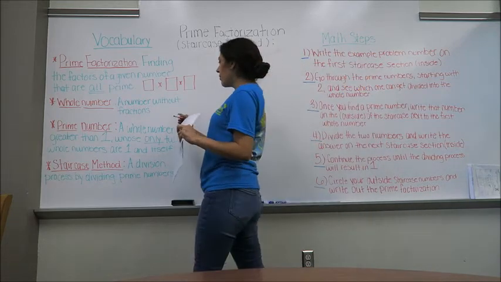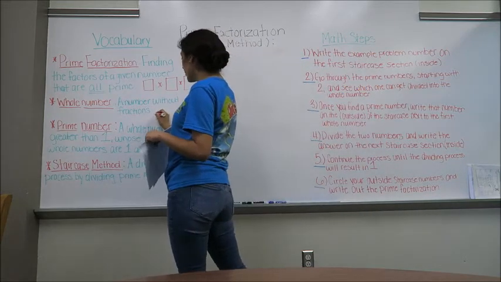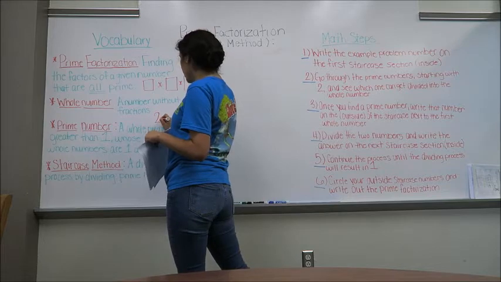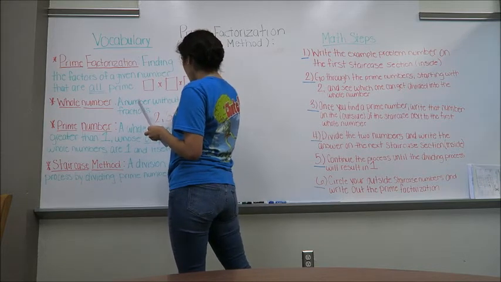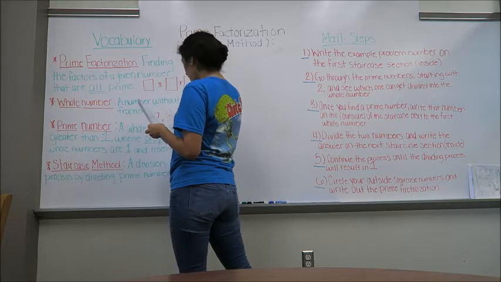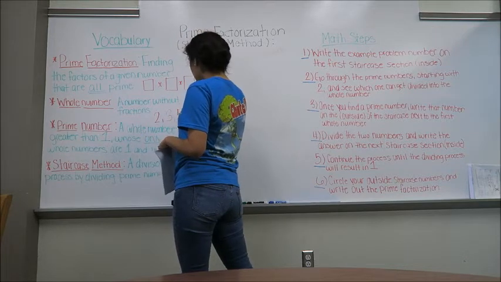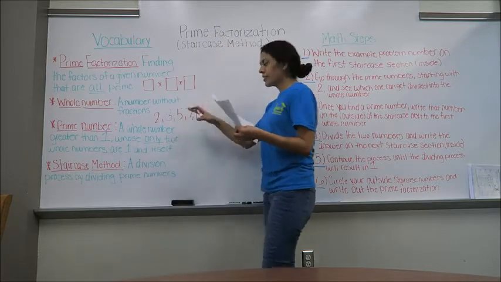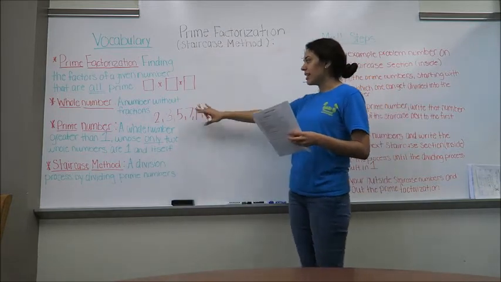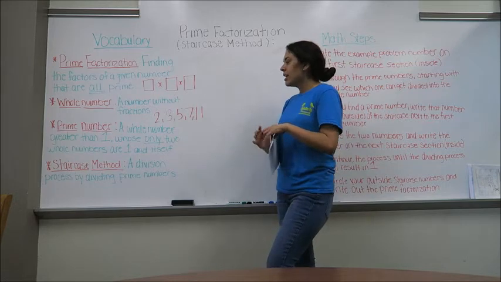So for example, your first prime number is always going to be 2, and then the next one is going to be 3, 5, 7, and 11. There's a whole list of them, but we're not going to get anything higher than 11 today.